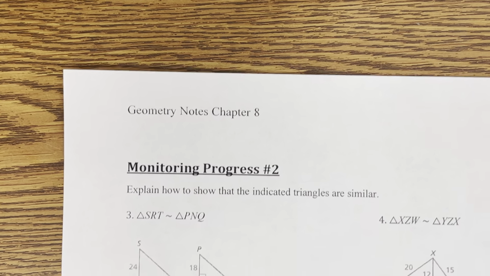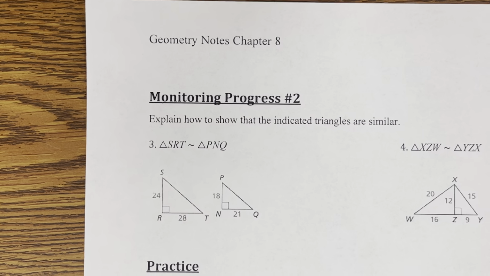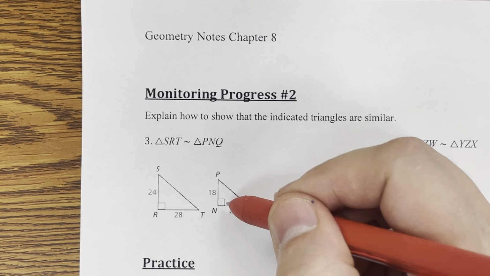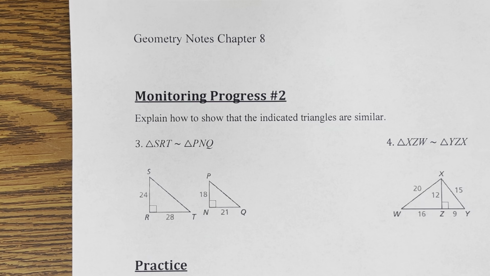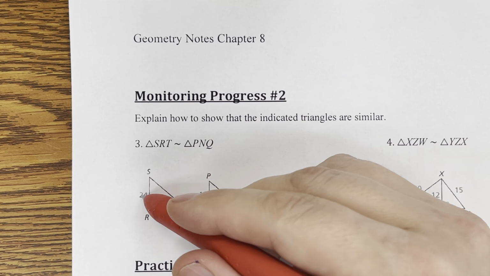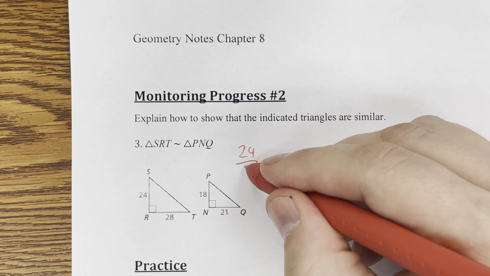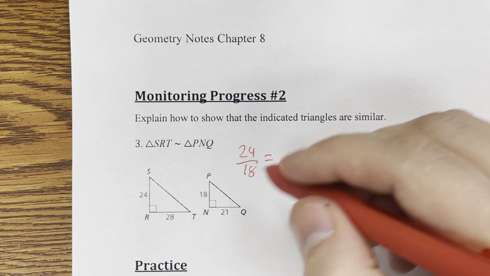All right, explain how we know the triangles are similar. So the first one, I see we have a congruent angle. Now we have to check and see if the corresponding sides are proportional. So we have to check 24 over 18. Is that equal to 28 over 21?